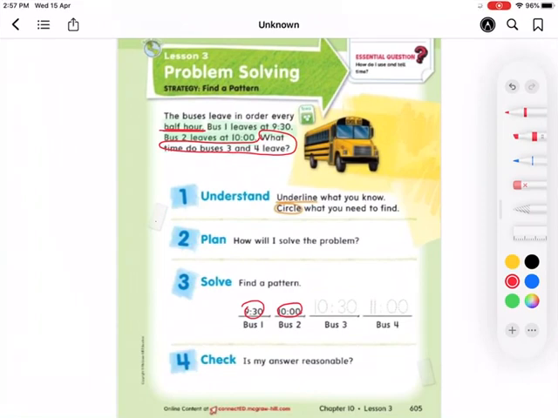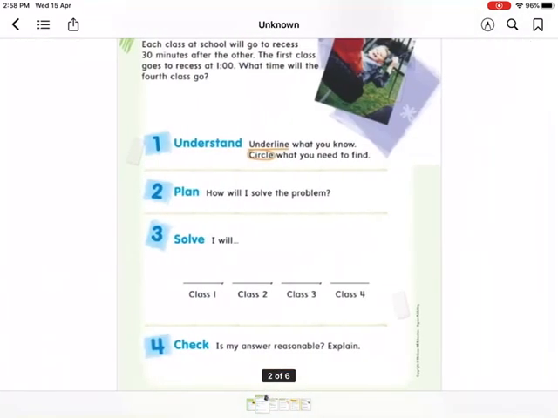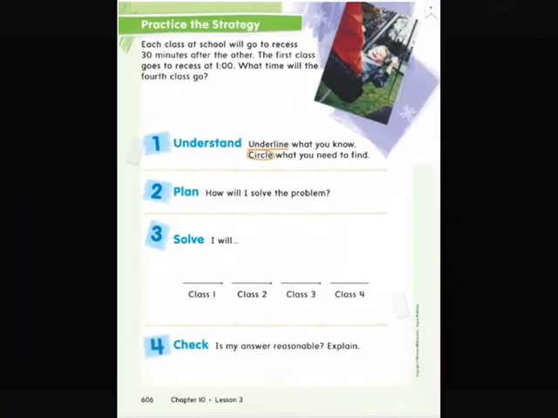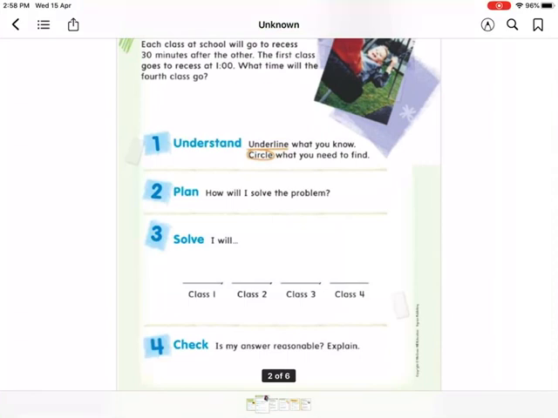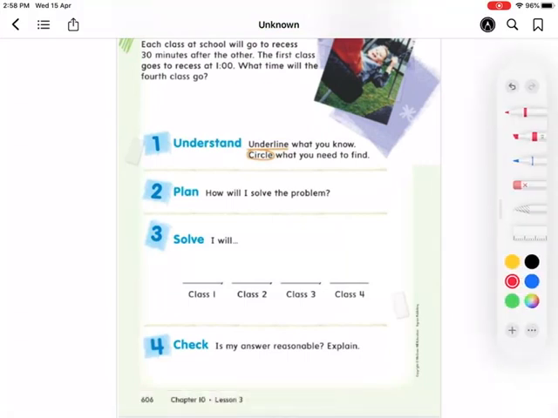So let's go back to our book and let's see if our answer is reasonable. And yeah, our answer is reasonable. Look. Bus 3 came 10:30 and bus 4 came 11 as we said. So now we can start doing our own example.